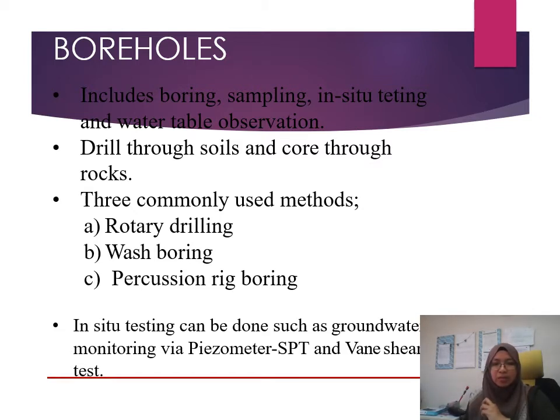There are 3 commonly used methods to advance the borehole. Number 1 is using rotary drilling. Number 2 is using wash boring. Number 3 is using percussion rig boring. And then in situ testing also can be done in the borehole. Using the borehole, you can conduct testing or some observation, for example, groundwater table observation. Using the existing borehole, we can also install some equipment into the borehole to do some testing, like piezometer test and so on.